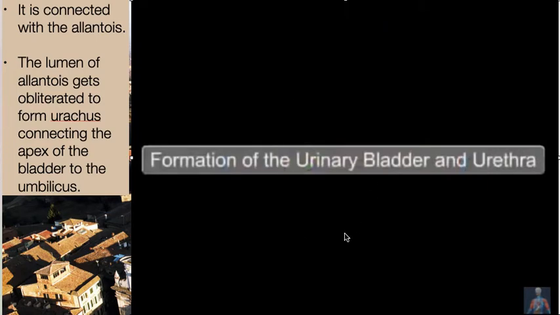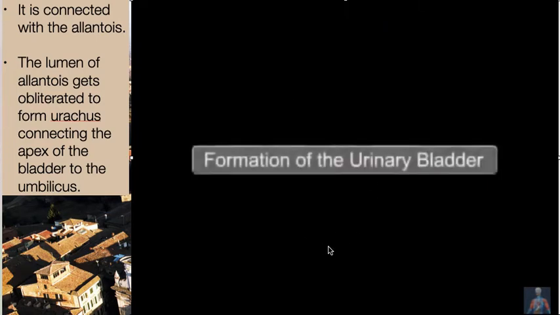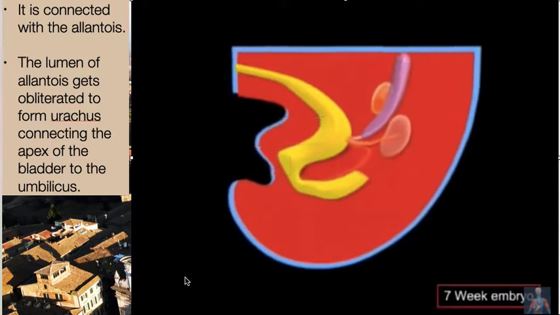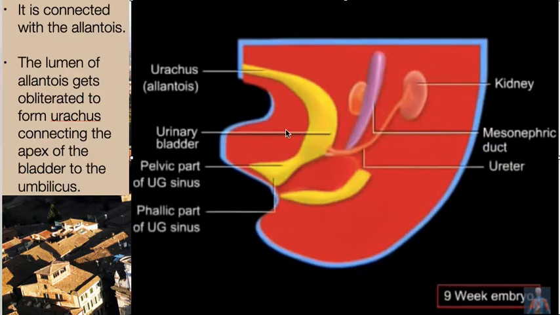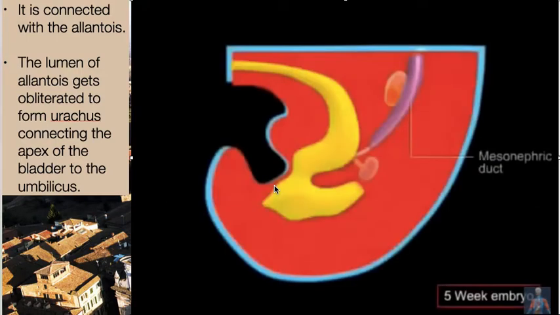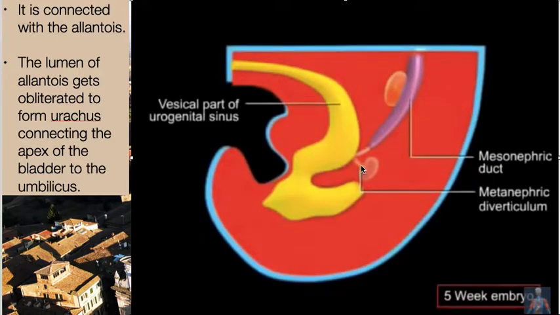Now, coming to the formation of the urinary bladder and the urethra. Formation of the urinary bladder first. You can see the vesical part, pelvic part, and the phallic part. These are the parts of the urogenital sinus. Can you see the urorectal septum has descended down to form the urinary bladder, pelvic part, phallic part. Phallic will form the penis. Mesonephric duct, metanephric diverticulum, the vesical part of the urogenital sinus over here.